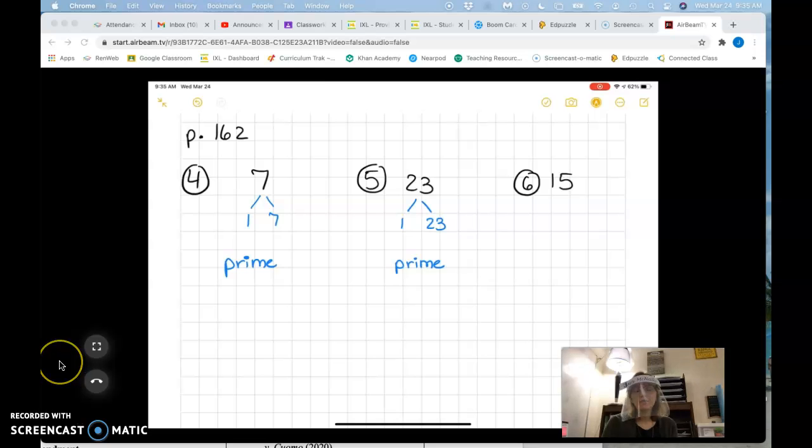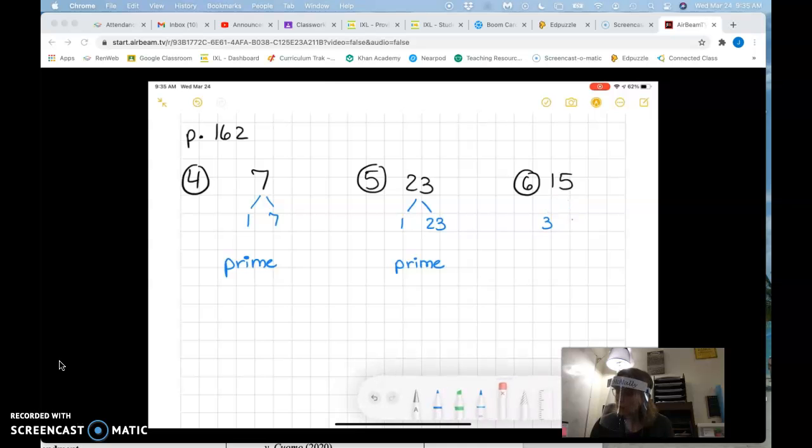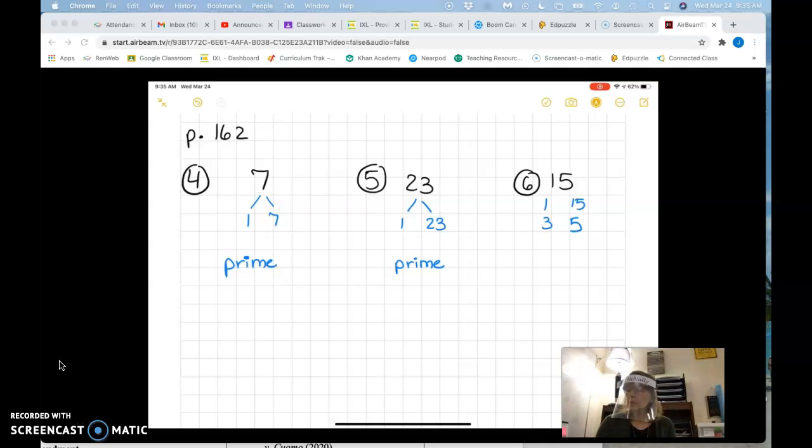What are the factors of 15? Okay, let's go with 3. Oh, I need to write them all down. My bad. So we're going to write 1 and 15 and 3 and 5. Okay? So what kind of number is 15? Composite. Has more than 2 factors. It's composite. And I spelled that wrong.